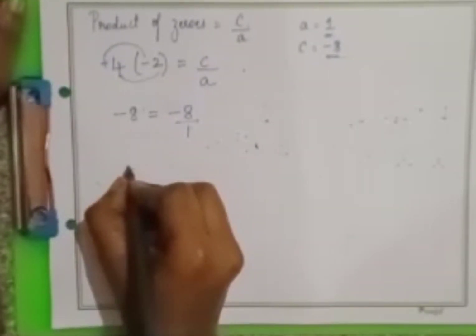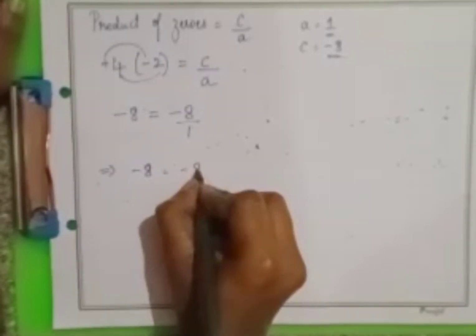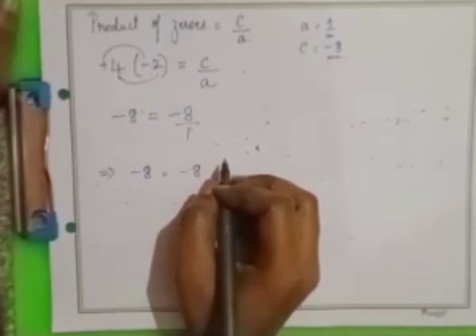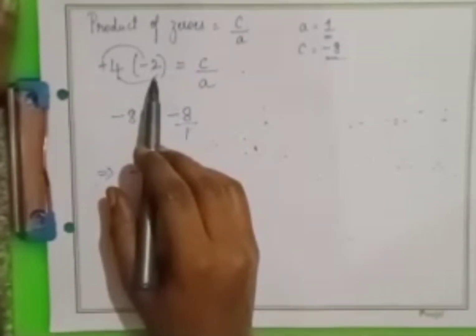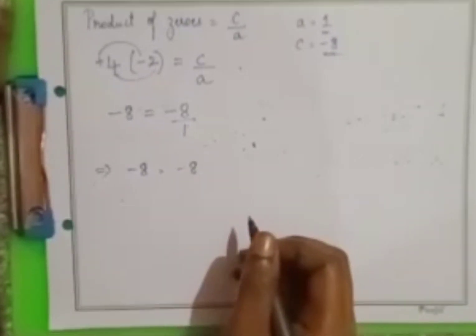So here we are getting the answer as minus 8 is equal to minus 8, which verifies that whatever answer we have got as 4 and minus 2, the value of x, remains correct. Let us move on to the third question.